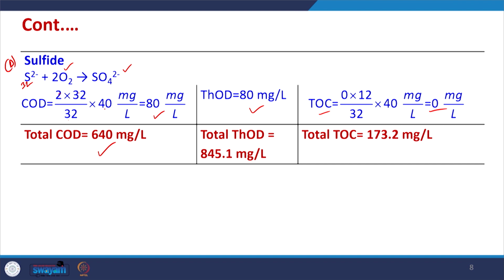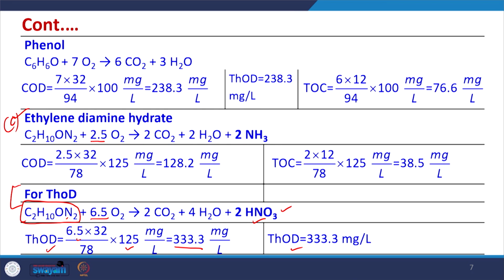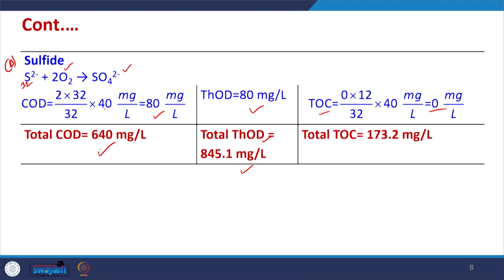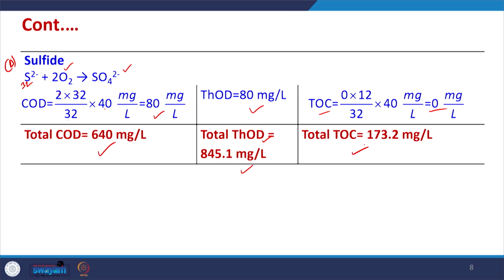Because the third compound, methylene ethylene diamine hydrate, required 4 additional moles of oxygen, the ThOD value is higher than the COD value. This is because in the COD the nitrogen is converted into ammonia, whereas for ThOD we convert that nitrogen into HNO3. The TOC value is 173.2 milligram per liter. So, this way we can calculate the COD, ThOD, TOC values for complex wastewater samples also. So, this example gave an idea.